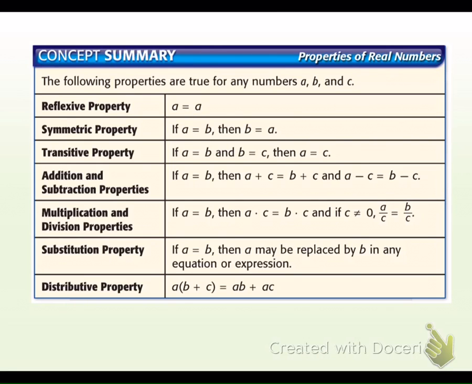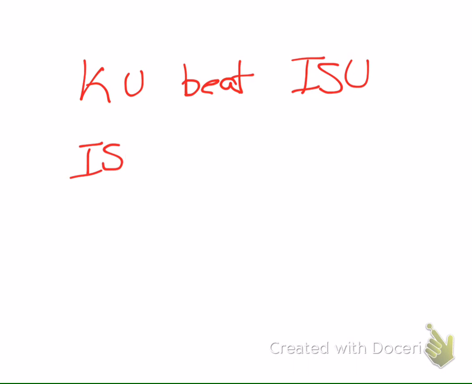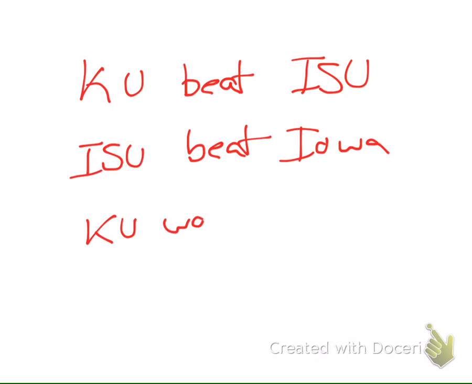That would be your justification, your supporting evidence. Next, you had the transitive property. The transitive property is what we talked about with KU should have been national champs in football. Remember that? If one thing was better than another, and that thing was better than something else, then the first thing should have been better than that. In this case we're talking about better than. KU beat Iowa State. Iowa State beat Iowa. Therefore, KU would beat Iowa. That's the transitive property. Doesn't really work in sports.